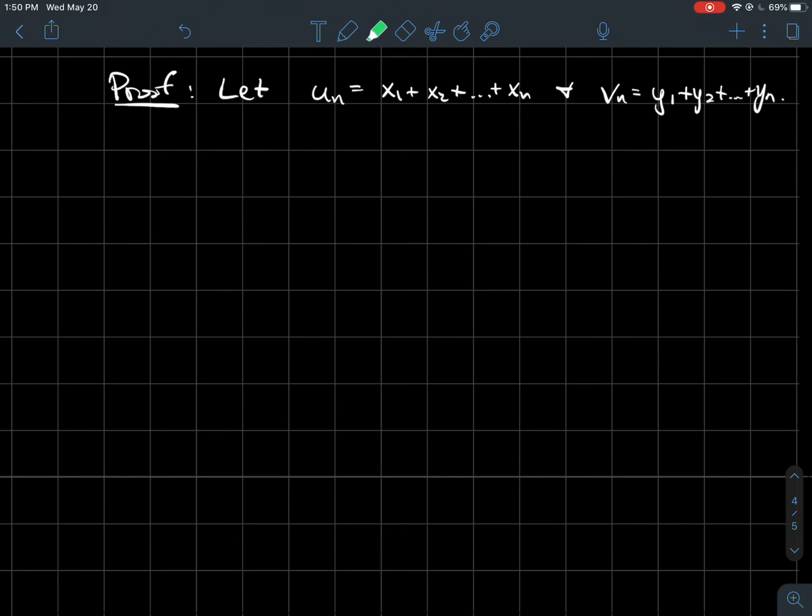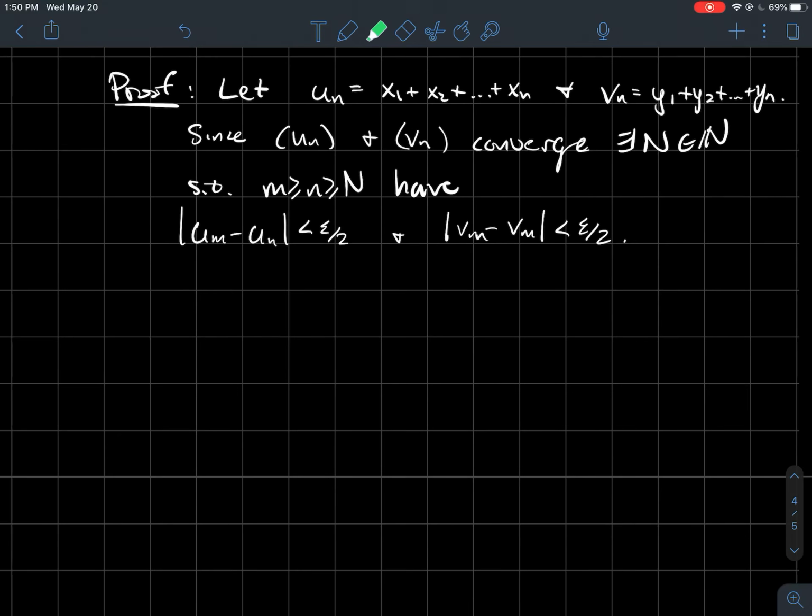Let un be the partial sums of the x's, and let vn be the partial sums of the y's. What do we know? By assumption, the series xn and the series yn both converge. What does that mean? It means there exists some capital N such that eventually the difference in the partial sums for the x's gets arbitrarily close, and the difference in the partial sums for the y's gets arbitrarily close. In particular, I want to make them both within epsilon over 2 of each other.